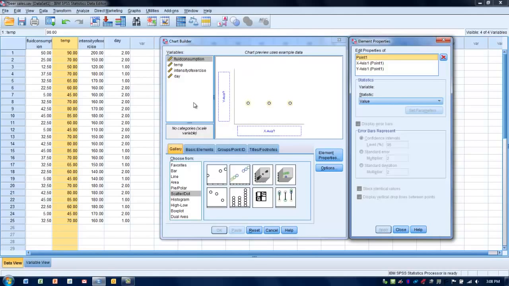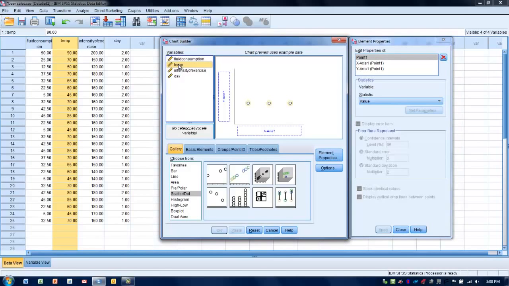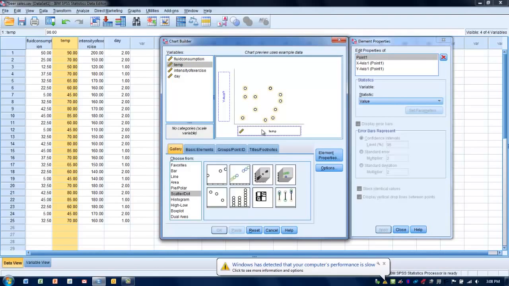So we're assuming that there is kind of a time-dependent factor here. In other words, one variable has to come first before the other variable comes. We're assuming that one variable explains the variance in another. And in this case, we're assuming that temperature will explain fluid consumption. So we're going to click and drag temperature onto the x-axis so that we're using that as our explanatory variable. And then fluid consumption is our outcome, and we're going to drag that to the y-axis.